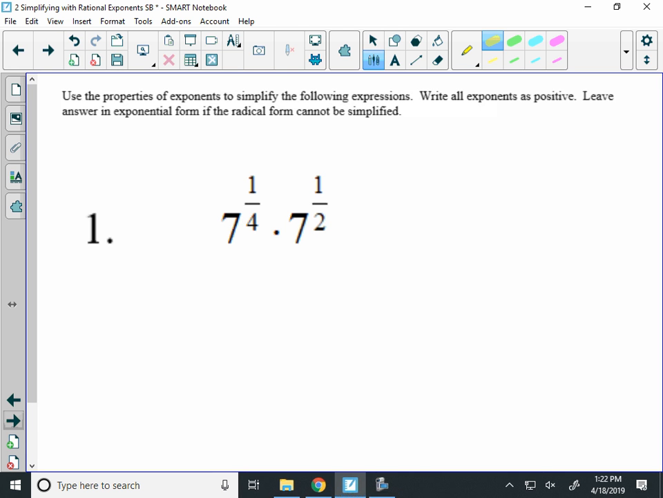How do I rewrite 7 to the 1/4 times 7 to the 1/2 with a simplified exponent? What do you have to do with these exponents if they have the same base?